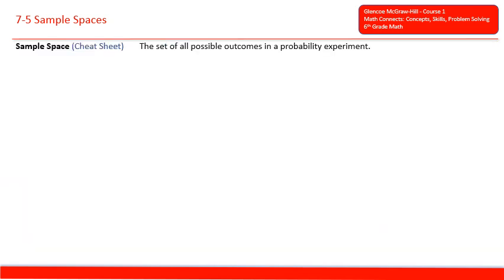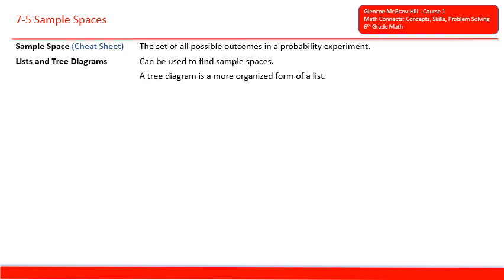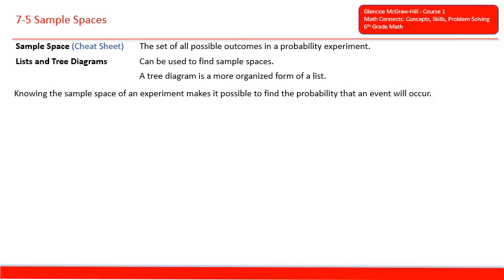Sample space: the set of all possible outcomes in a probability experiment. Lists and tree diagrams can be used to find sample spaces. A tree diagram is a more organized form of a list. Knowing the sample space of an experiment makes it possible to find a probability that an event will occur.